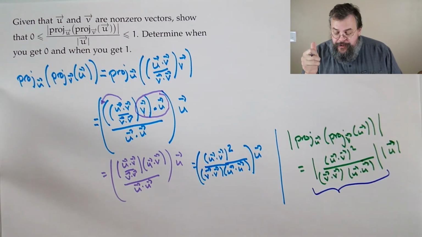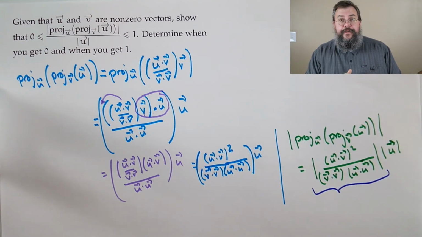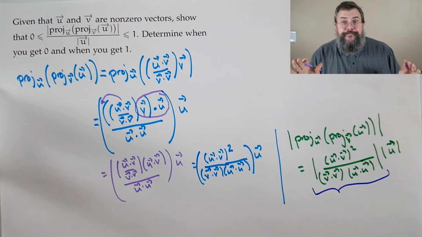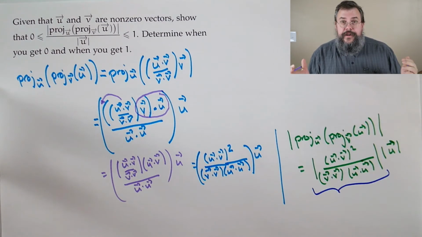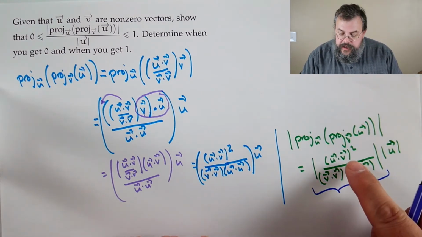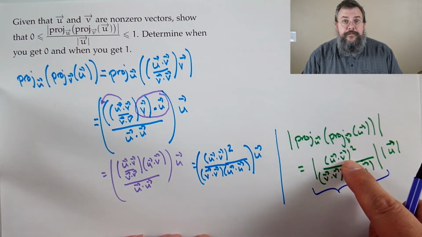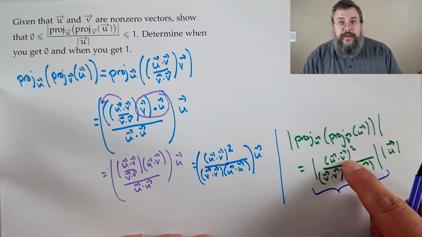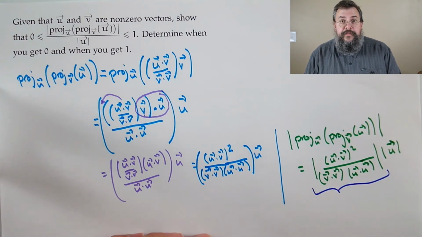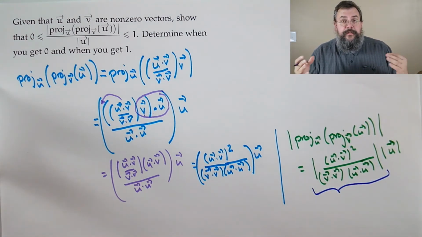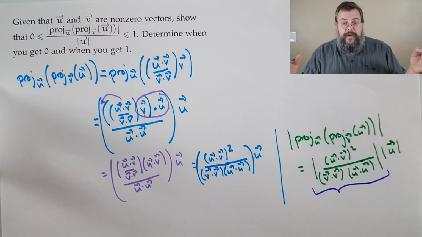First off, do we need the absolute value? And why not? You're right, we don't need the absolute value. And the reason we don't need the absolute value is everything involved here is positive. You see, because we're squaring something, that means we don't need to worry about it being negative. And whenever I take a vector dot with itself, in fact, that's always going to be positive because that's the magnitude of the vector squared. So I don't need the absolute value.